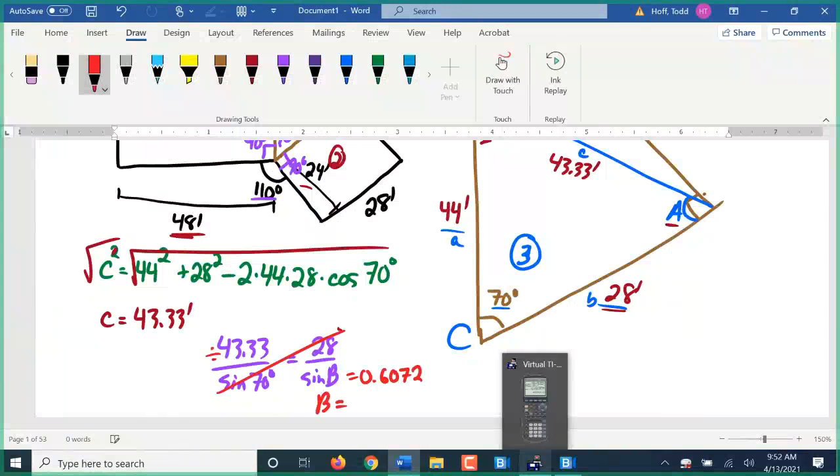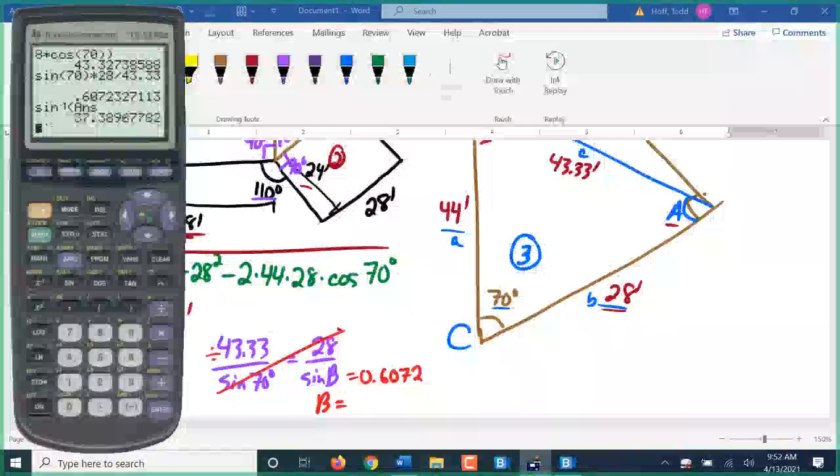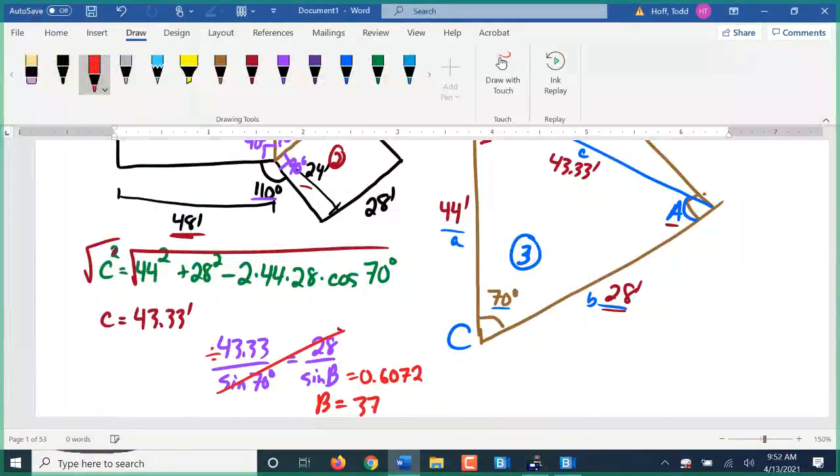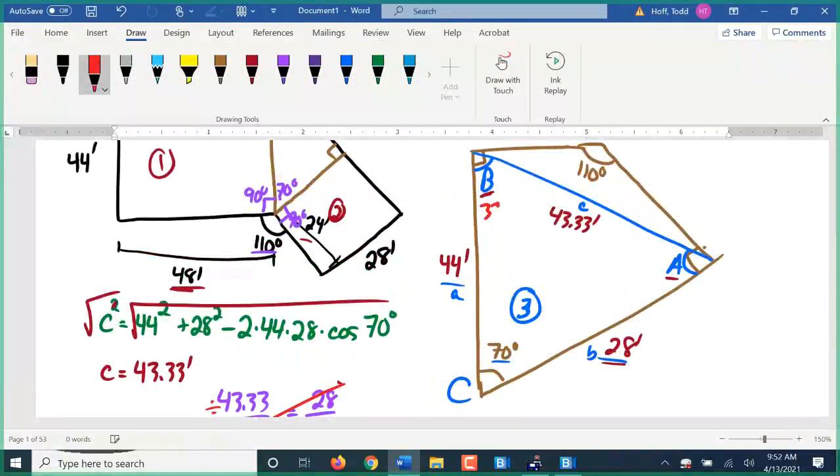Doing an inverse sine of that answer gives me 37.39 degrees. So B up here is 37.39 degrees. Which makes this angle over here, by the way, 90 minus that, 52.61 degrees. Next, angle A. Well, I'm going to save myself a ton of work. I'm just going to take 180 and subtract these two, which is going to give me 72.61 degrees for angle A. Which makes this angle over here 17.39 degrees.